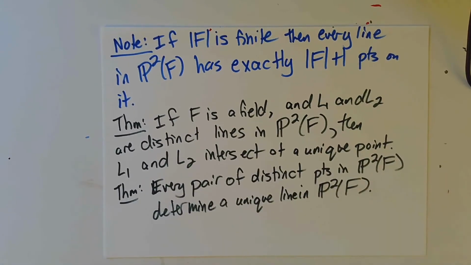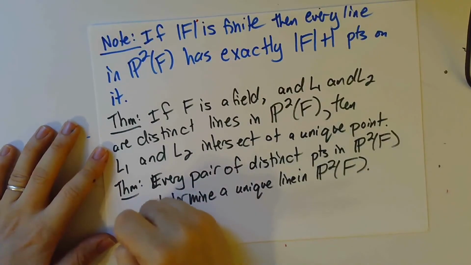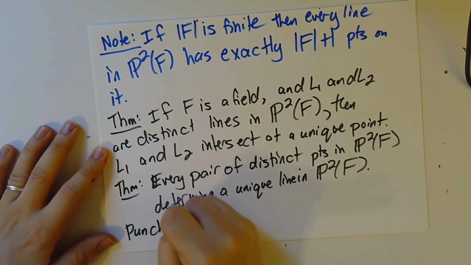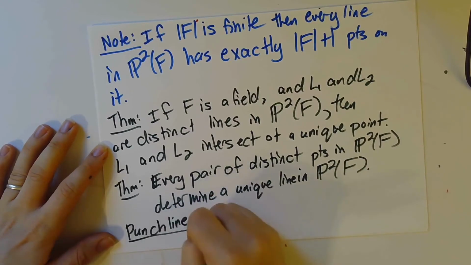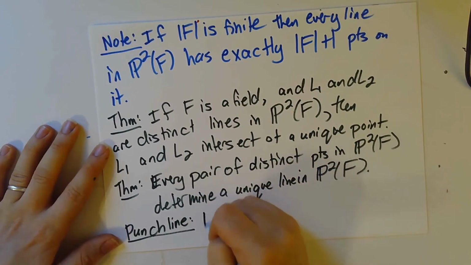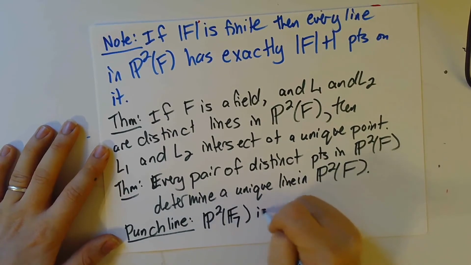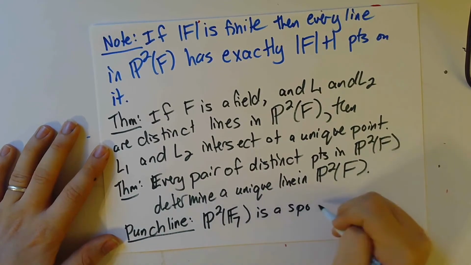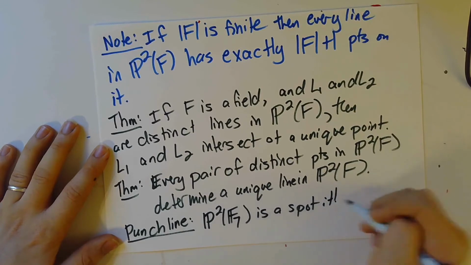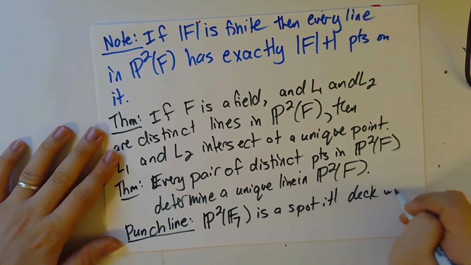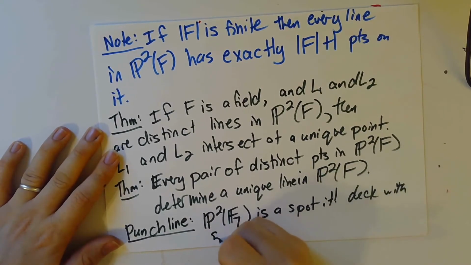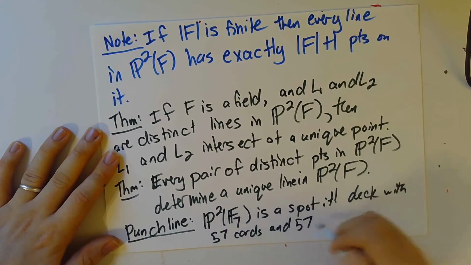And so then, here's the big punchline of all of this. The big punchline here is that P2 of F7 is a Spot It deck, with 57 cards and 57 symbols.